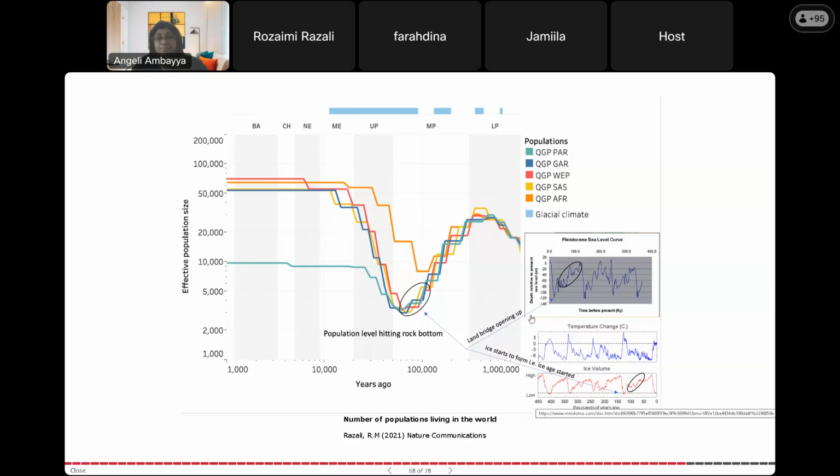If you remember, early on we looked at the very tiny strait between Yemen and Ethiopia. Right now, it's sea, covered with water. But 100,000 years ago, you could walk across, and that is how the ancient people moved from Ethiopia into Yemen. At the same time, the ice age was starting to form. The volume of ice increased.